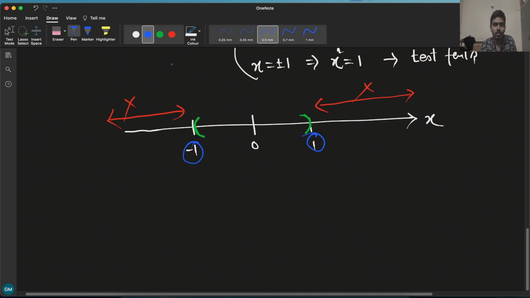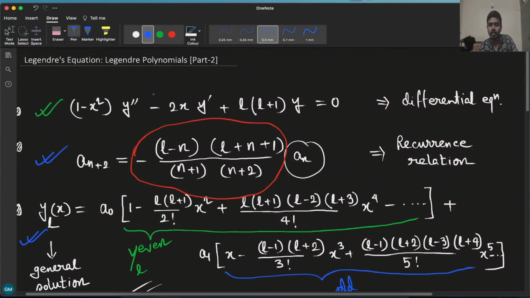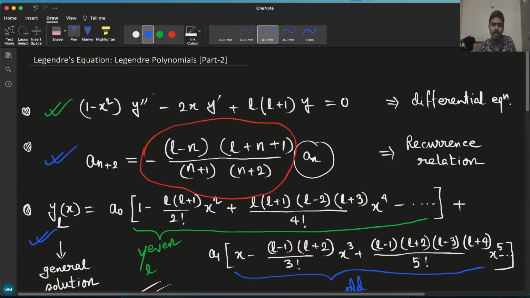So naturally the question will arise: what happens at x equals to plus minus 1? And why are we interested in x equals to plus minus 1? It's because whenever you deal with real problems in theory, for example the hydrogen atom problem, in terms of this x you will basically get cos theta or sin theta or cos phi, sin phi. So this cos theta can take values like plus 1, minus 1, right? Sinusoidal functions can take values plus 1, minus 1.